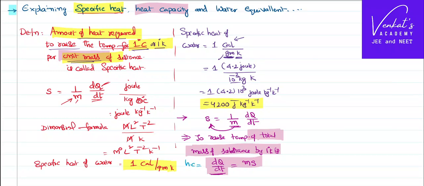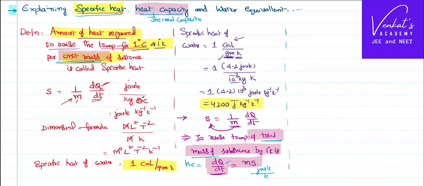Heat capacity, dQ/dT, is measured in joule by Kelvin. So its SI unit will be joule per Kelvin. So how are specific heat and this heat capacity different? Heat capacity is also called thermal capacity. How they are different is, in the case of specific heat, you raise the temperature of unit mass of substance, whereas in heat capacity, you raise the temperature of only total mass of substance, not the unit mass of substance. That's how it is different.